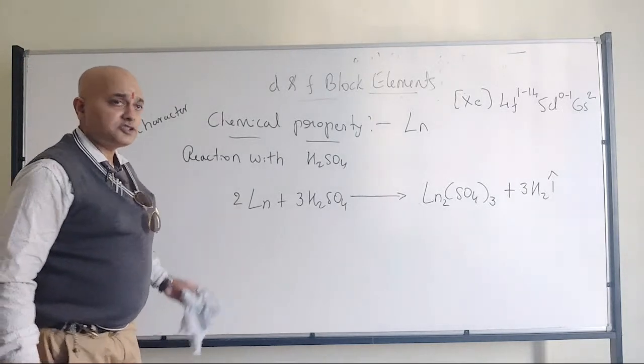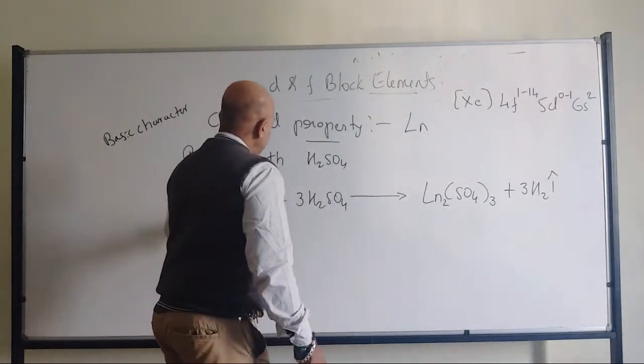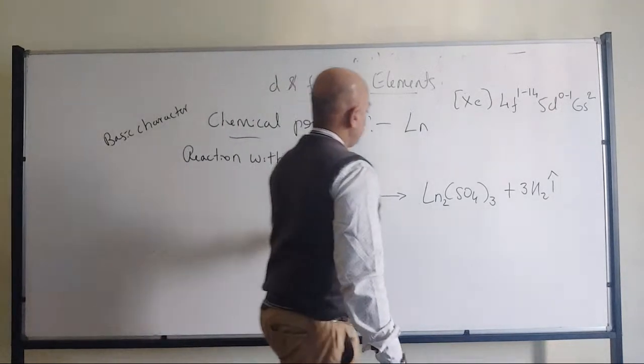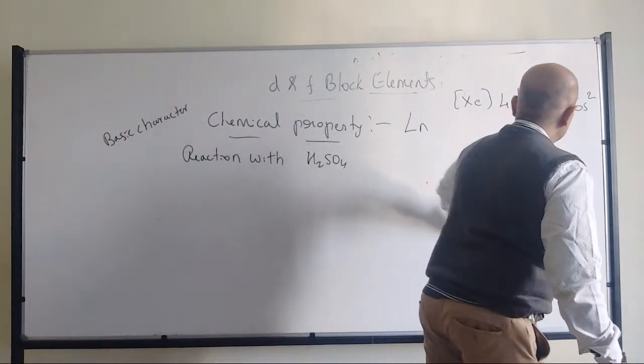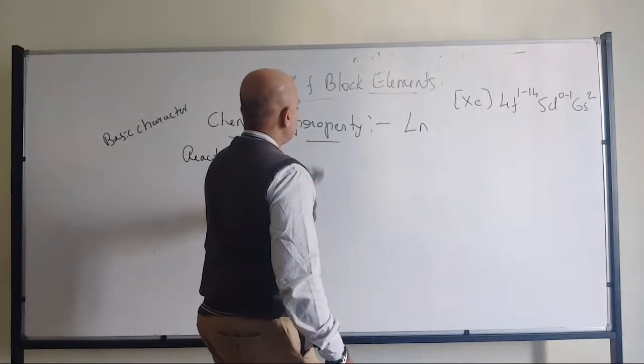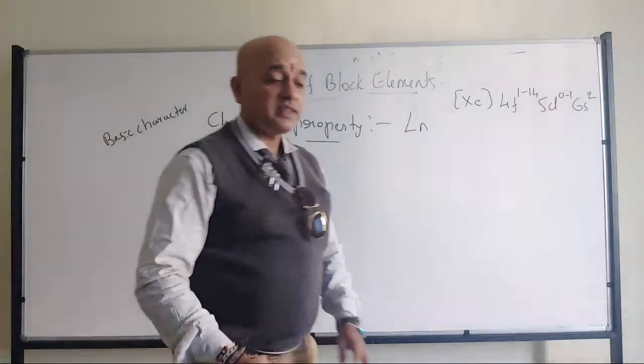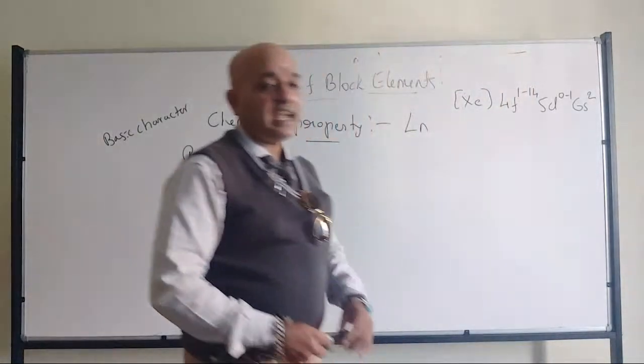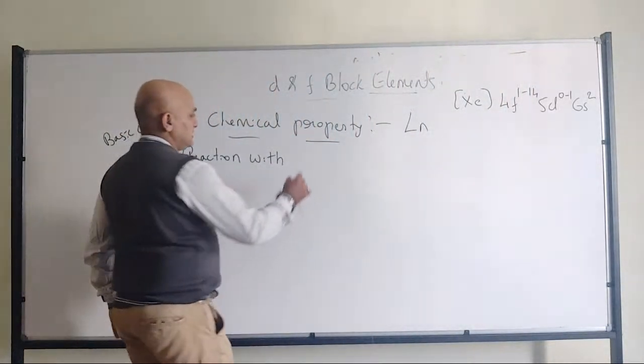All of you have understood? So even it can form the salt with acids. That is the character of the metals. They will form the salt with the acids. Okay? Now, next one is reaction with oxygen.